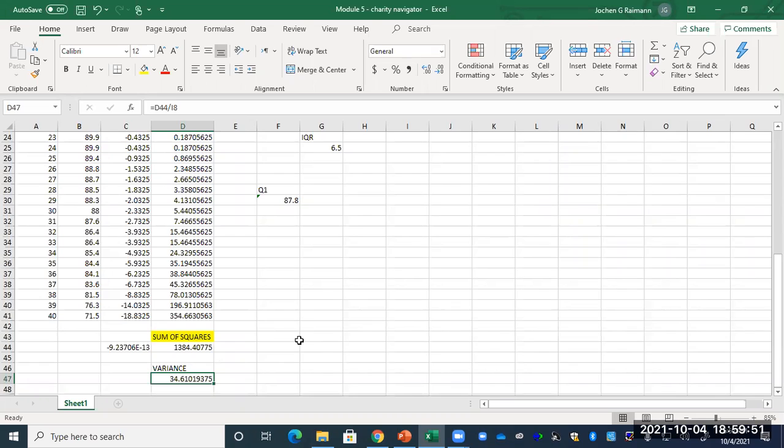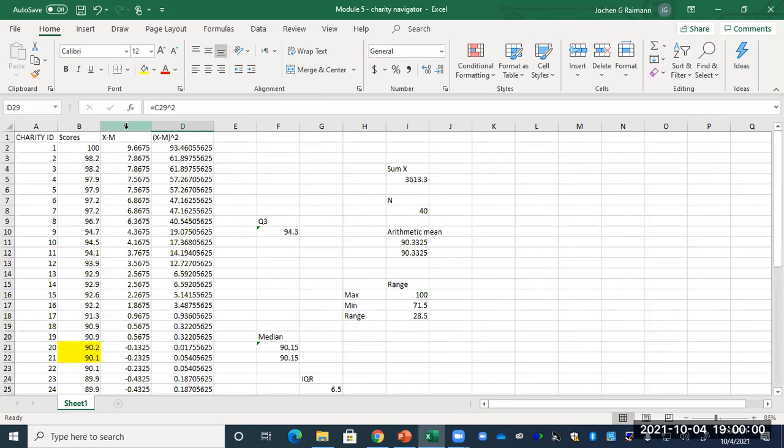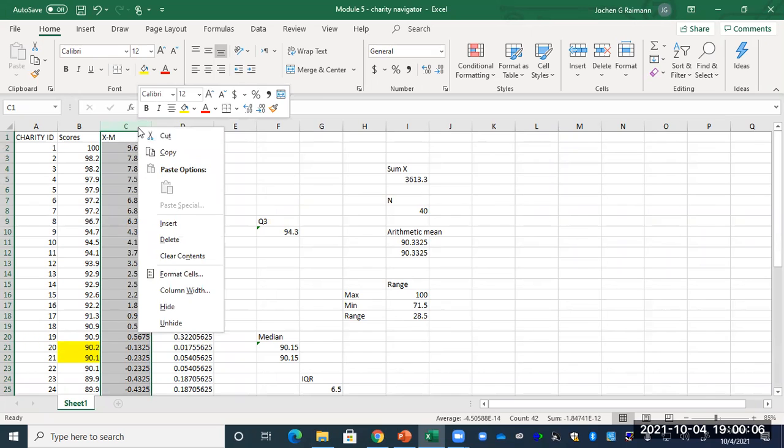You're not adding another column? Okay. So you just click on the column, and you right click on top on the number, and you can insert, and then it will insert a blank column.